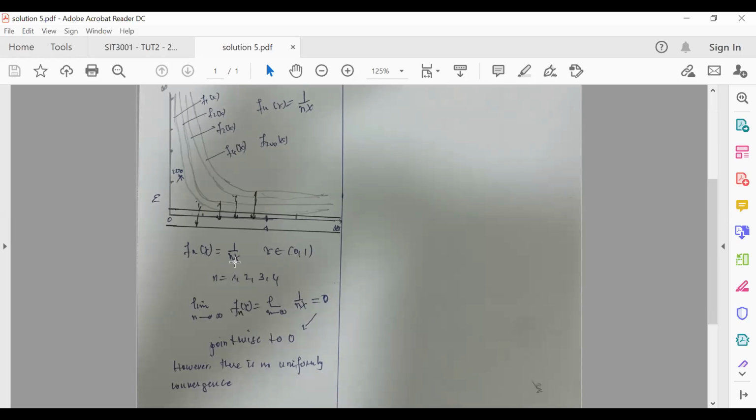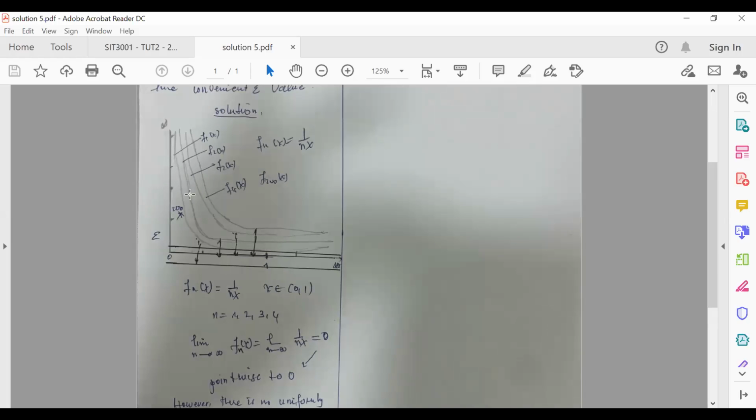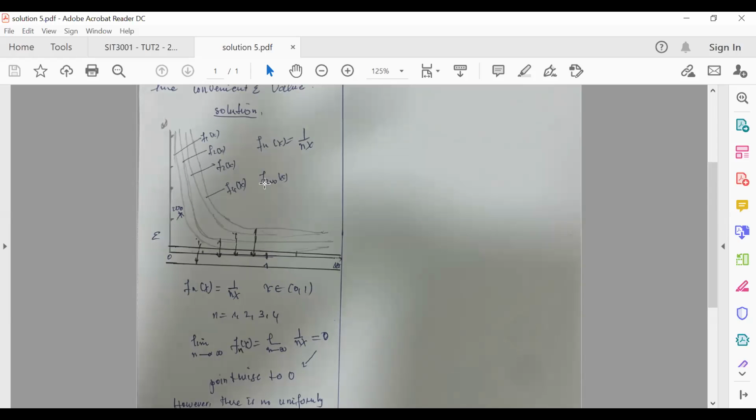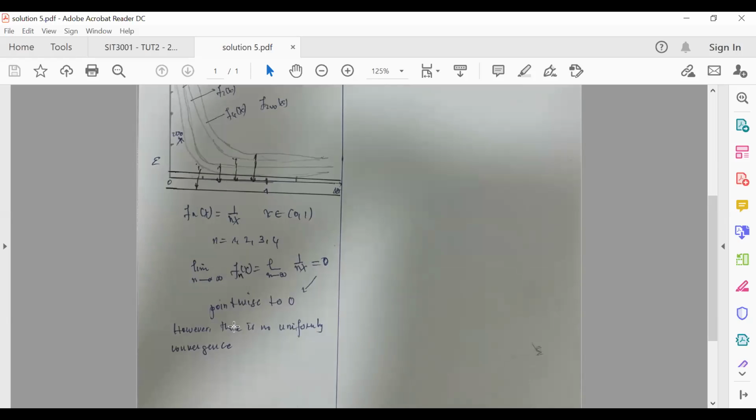f1 of x is 1 over x, and the value of x is from 0 to 1. It should be all a positive line here, this side. Okay, as n goes to infinity, fn of x equal to 1 over nx goes to 0. It is pointwise to 0, because if, let's say, you take f200, it goes down to here, or like epsilon. Here these are two horizontal lines, one and two here. However, it does not converge uniformly.